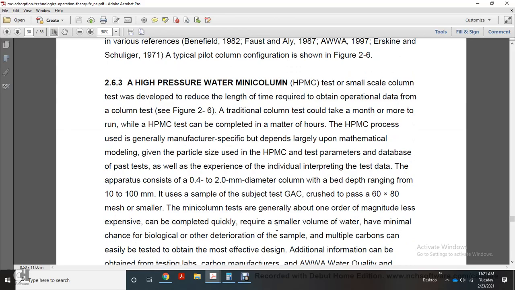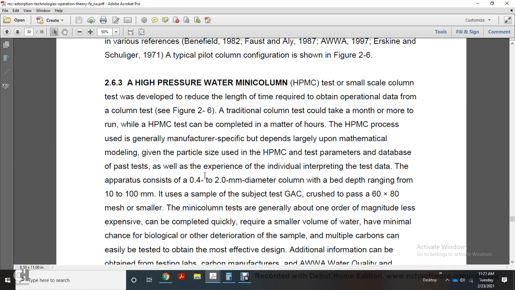The high pressure mini column test is a small-scale column test developed to reduce the length of time required to obtain operational data from the column test. The traditional column test can take a month or more to run. The high pressure mini column test can be completed in a matter of hours. The process depends largely upon a mathematical model using particle size and test parameters, along with the experience of the individual interpreting the test data.